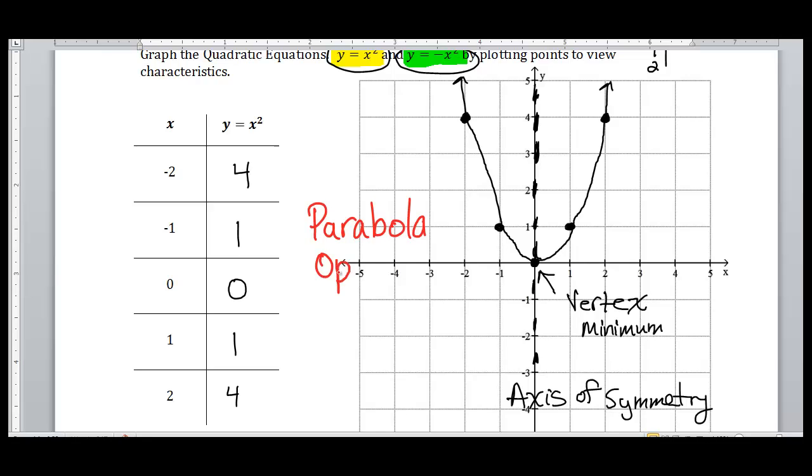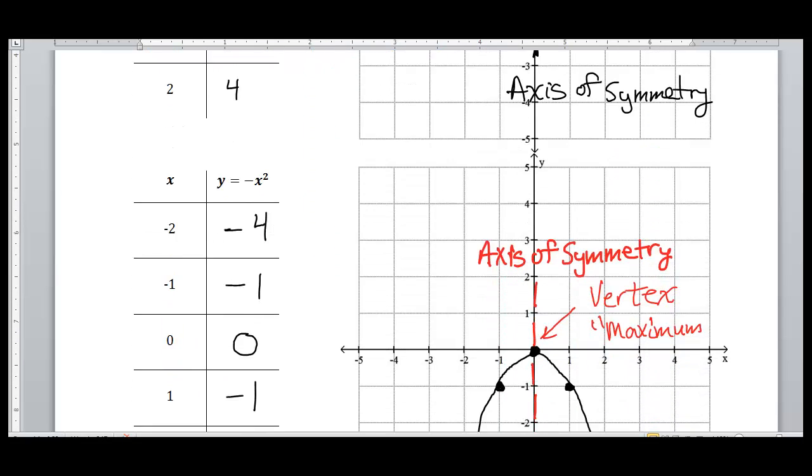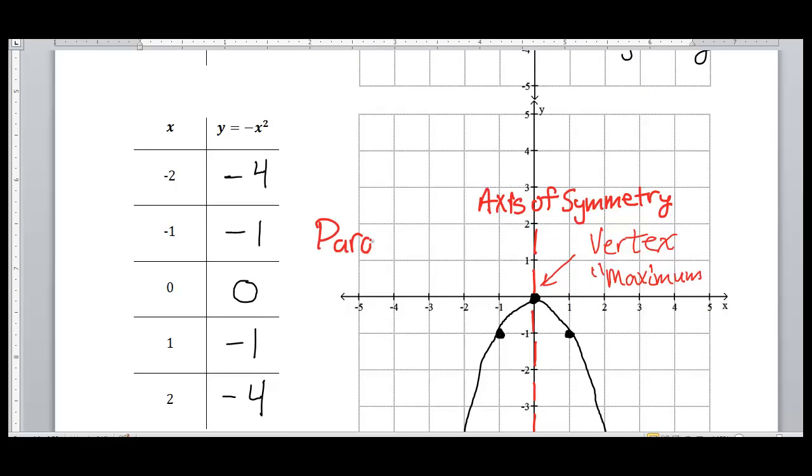And this one opens up. And the one down there, it is also a parabola. It's a U-shaped graph. And we say that this one opens down. And the way that we tell whether they open up or down is to look at whether the number in front of our x squared is positive or negative. So if I look at this example, y equals negative x squared, the number in front of the x squared is -1. And since -1 is a negative number, I'm going to be opening downward.